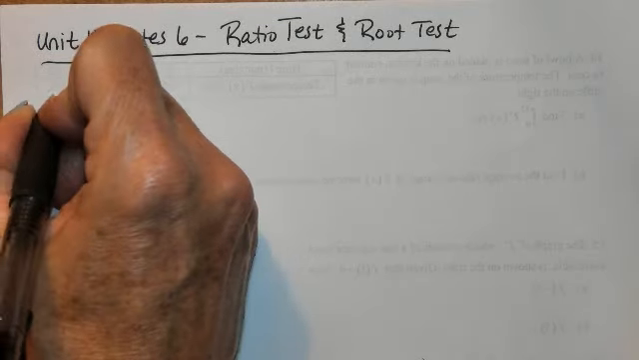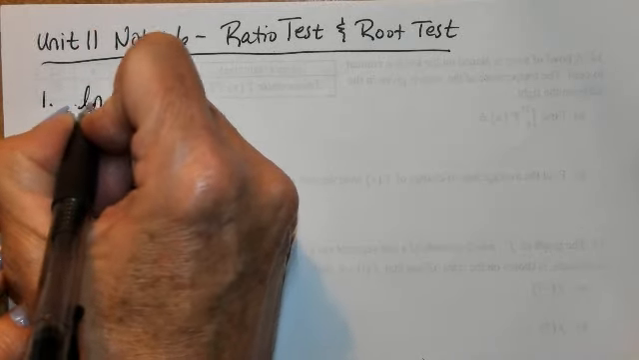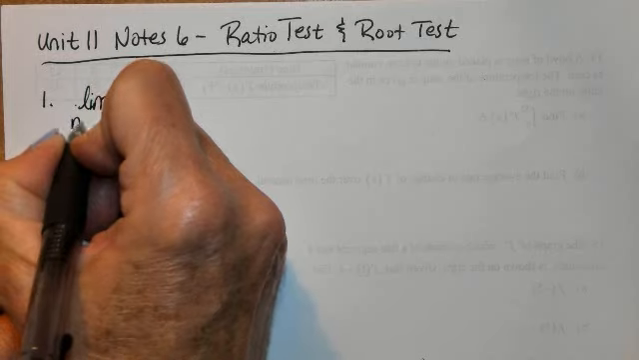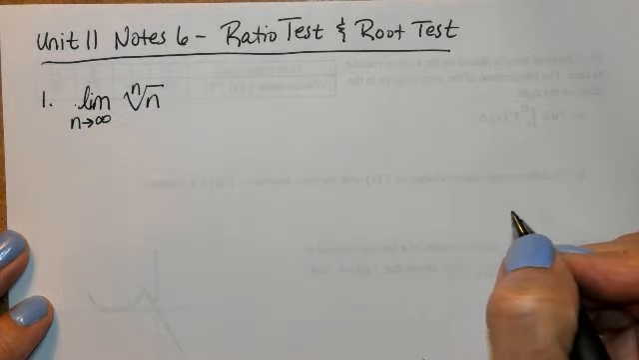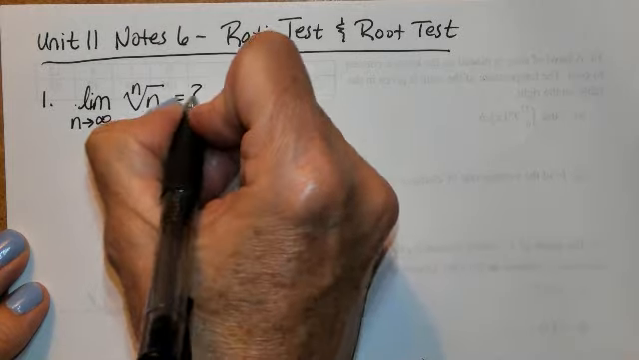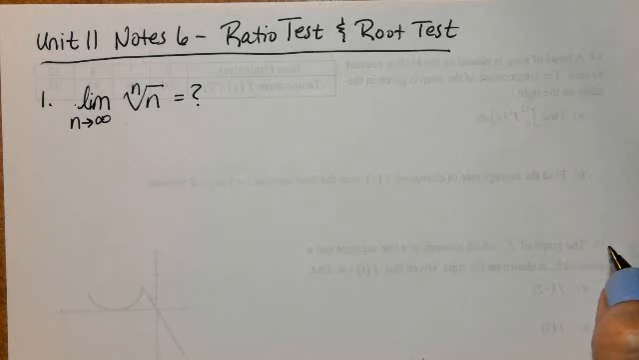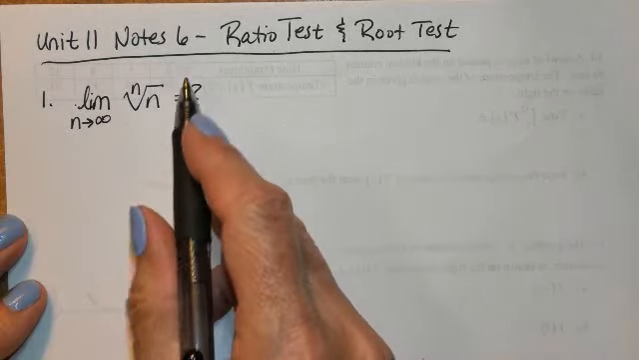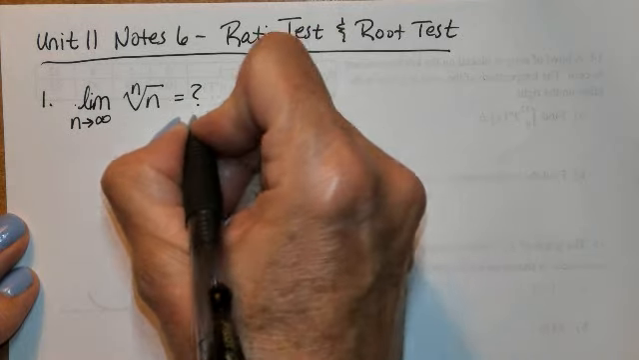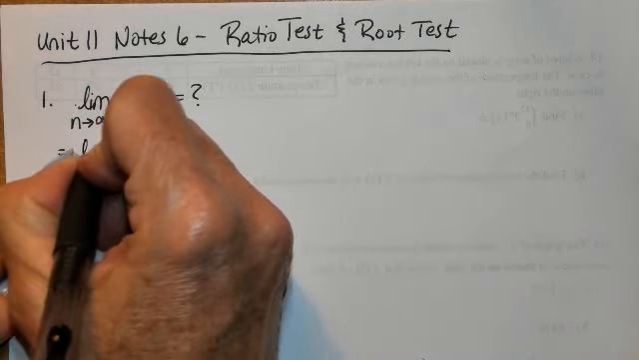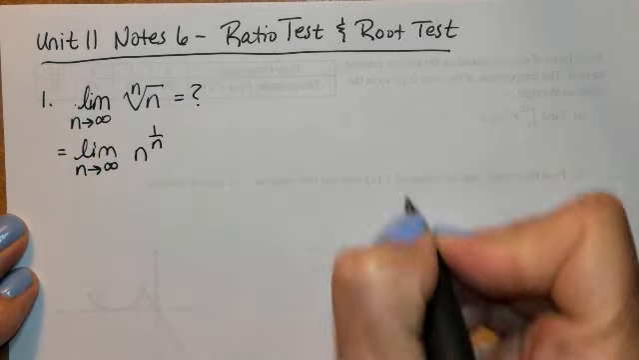So first of all, a little warm-up. Let's say first a couple problems here. I would like to find the limit as n goes to infinity of the nth root of n. What is that? Okay, so it's a limit. This is n to the 1 over n, so this is equal to the limit as n goes to infinity of n to the 1 over n.